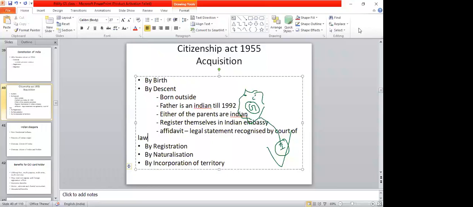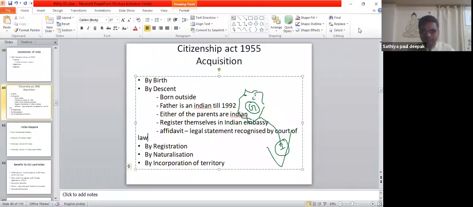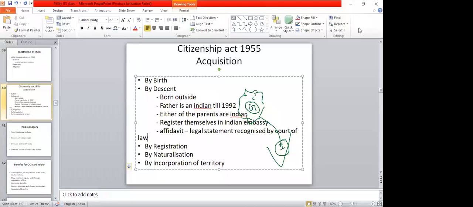Even if you are not informing India and you get the citizenship of some other country, Indian citizenship will be automatically terminated. The government will terminate your citizenship. Okay, sir. Got it, sir. Thank you.